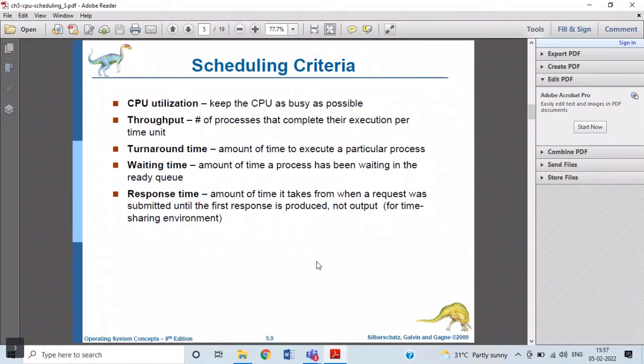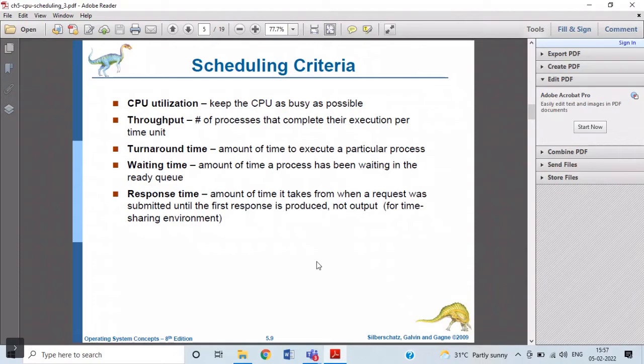What do you mean the CPU utilization is? It will keep the CPU as busy as possible. The scheduling should keep the CPU busy. You should not waste the CPU time. And the throughput, the number of processes that complete their execution per time unit. The number of processes should be more in a particular time unit. Okay. And the turnaround time. The amount of time to execute a particular process is called the turnaround time.